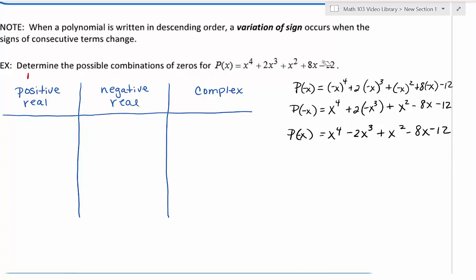All right, how many sign changes do we have? How many times does it switch from plus to minus or minus to plus? We have 1, 2, 3 times.